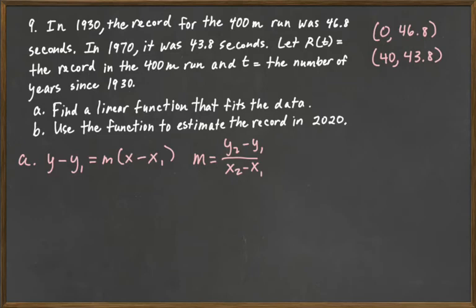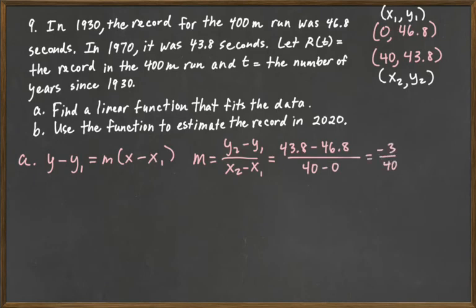And so we're going to get in the numerator, let's see, our x sub 1, y sub 1, we'll call that our first point. That's 0, 46.8. And x sub 2, y sub 2 will be our second point, 40, 43.8. So let's go ahead and plug in our numbers. We get 43.8 minus 46.8. That's our y sub 2 minus y sub 1. And x sub 2 minus x sub 1, well, 40 minus 0 is just going to be 40. So we're going to end up here with negative 3 over 40.